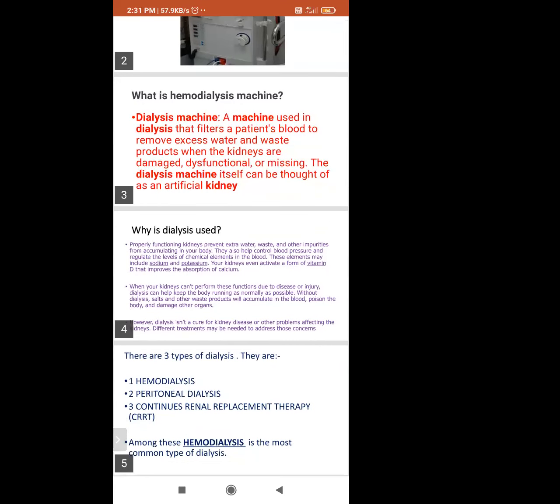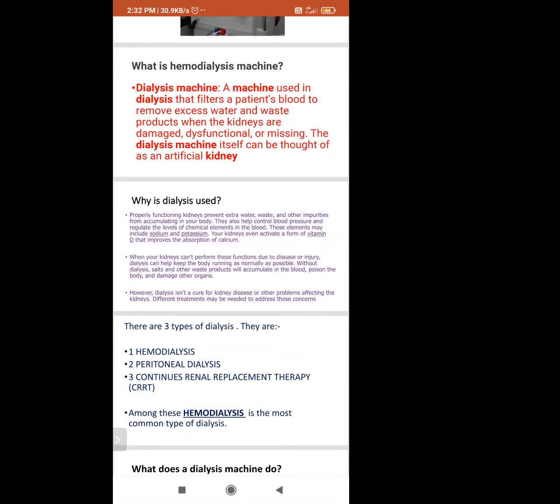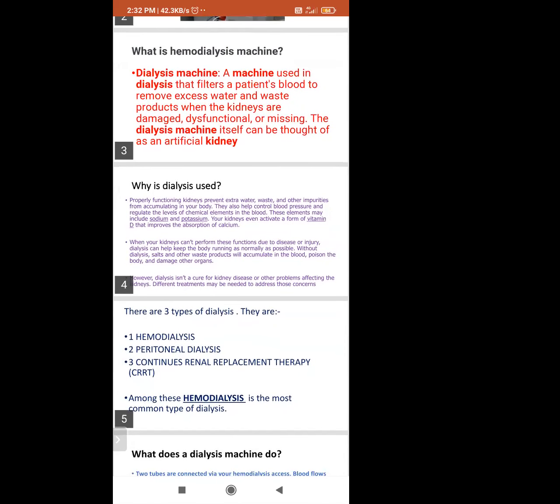Why is dialysis used? Properly functioning kidneys prevent extra water, waste, and other impurities from accumulating in our body. They also help control blood pressure and regulate the level of calcium in our body. These elements may also include sodium and potassium. The kidney even activates a form of vitamin D that improves the absorption of calcium. Basically, it is all about the kidney. What are the works that the kidney does? When our kidney can't perform these functions due to disease or injury, dialysis can be used to keep the body running as normally as possible.